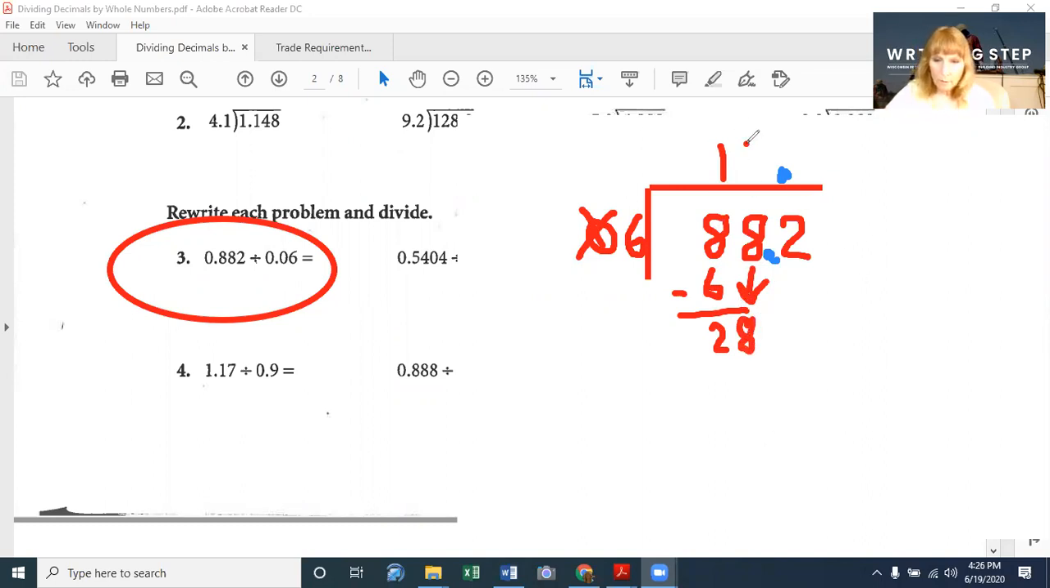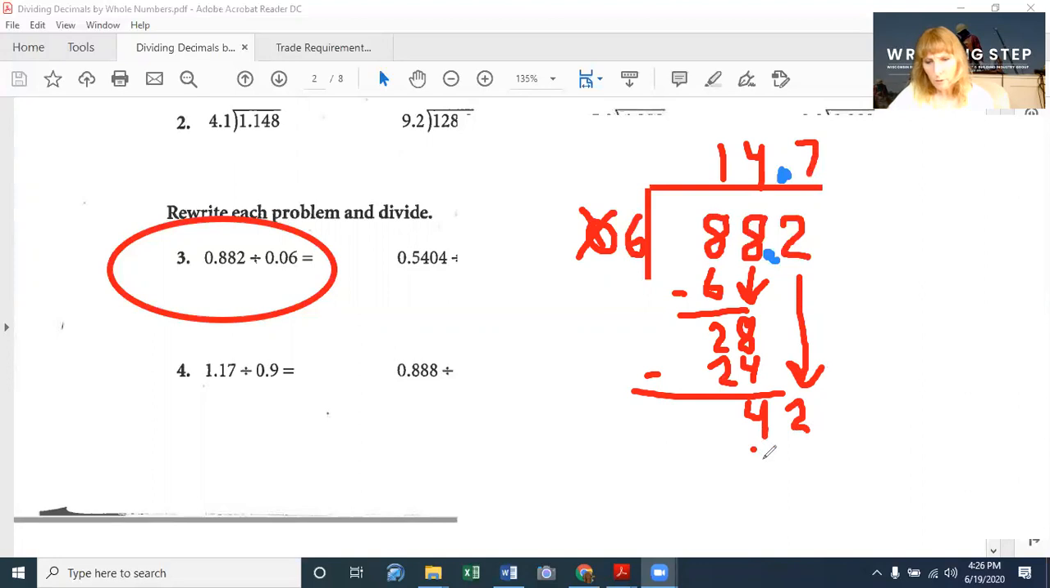4, right? 5 would be over. So 4 times 6 is 24. Subtract 28 minus 24 is 4. Bring down the 2. How many 6s in 42? 7. 6 times 7 is 42. 42 minus 42 is 0. So the answer is 14.7. So the answer to this one is 14.7.